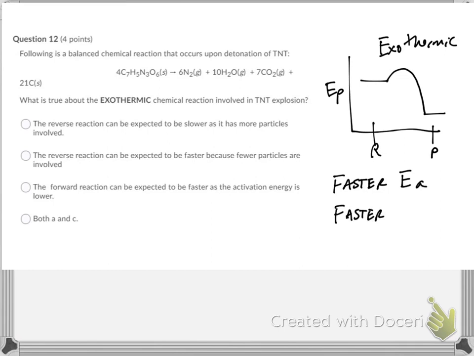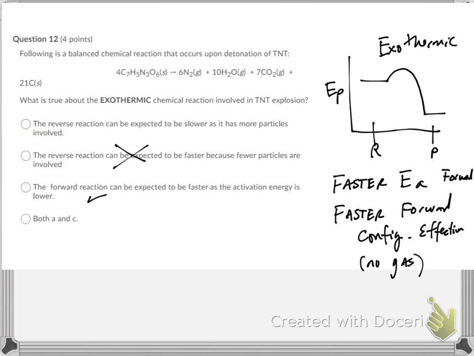The activation energy favors the forward direction. Now, configuration effectiveness here, we're making so many gas particles in the products, we definitely think that that direction is going to be slower because there's more gas particles. Whatever's fastest has the fewest number of gas particles. So we'd expect the forward direction to be faster based on activation energy, the reverse direction to be slower because it has so many more gas particles there. So we'd expect both A and C to be correct.